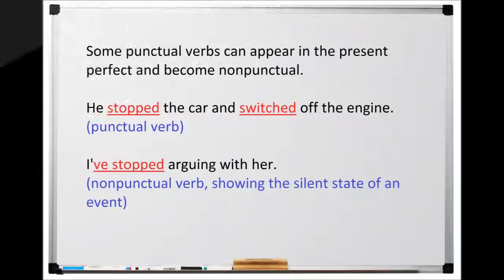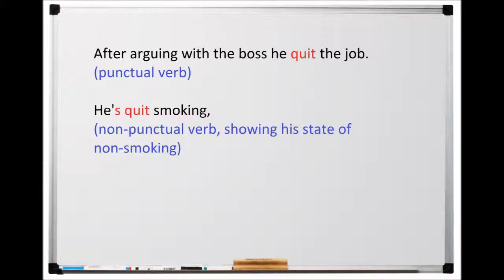Please turn to page 170. Some punctual verbs can appear in the present perfect and become non-punctual. He stopped the car and switched off the engine. Punctual verb. I've stopped arguing with her. Non-punctual verb, showing the silent state of an event. After arguing with the boss, he quit the job. Punctual verb. He's quit smoking. Non-punctual verb, showing his state of non-smoking.